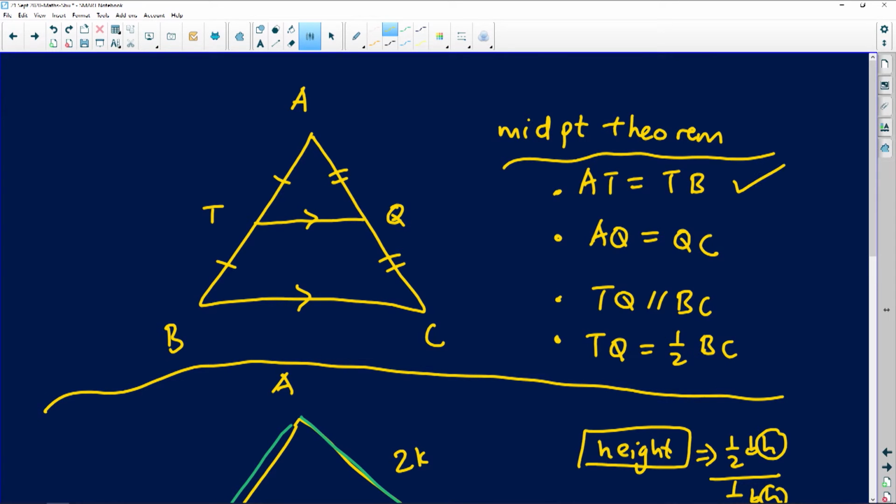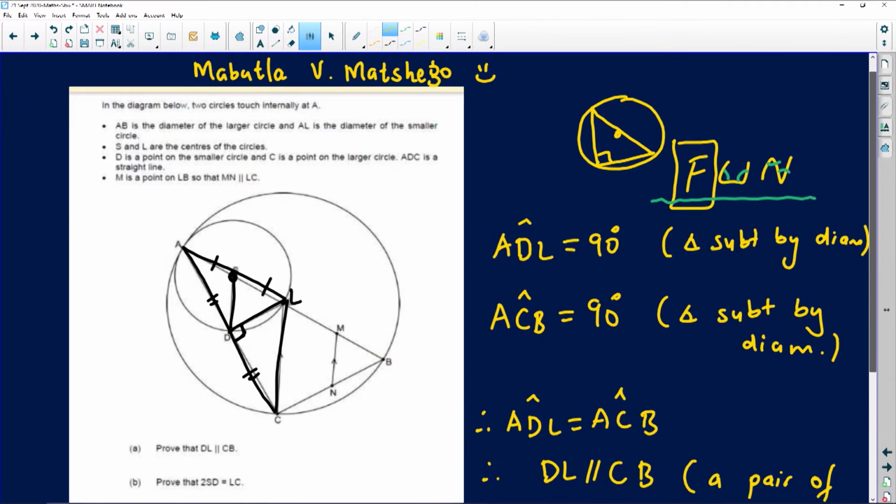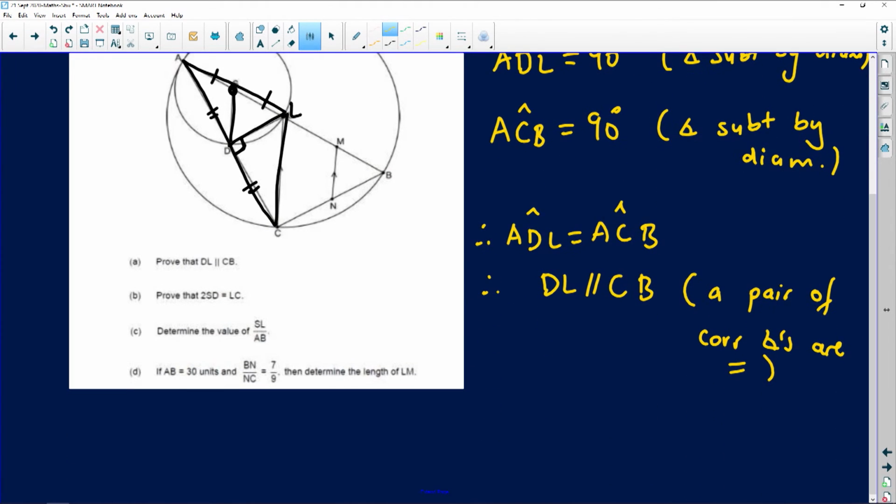So if you have these 2 that are true, then you can use this as a conclusion in order to solve a problem, right? So that's simply what I'm going to use in this case. How do I build my argument? Well, I'm going to start first of all by saying AS equals SL because S is the center and those are radii. So AS is equal to SL. The reason is those are simply radii.